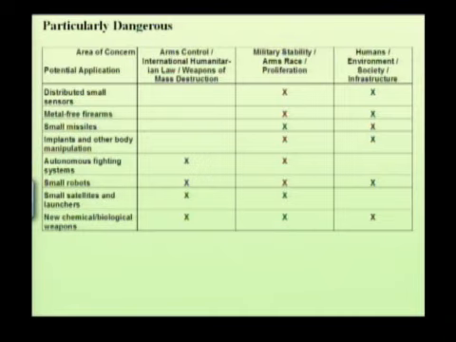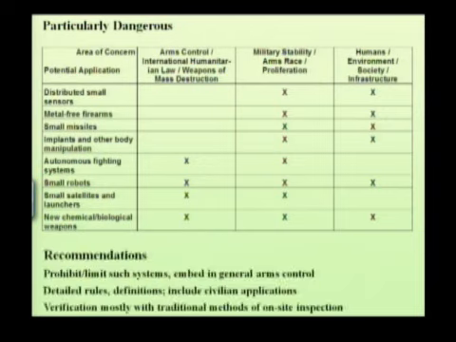So it starts at distributed small sensors, which could be used in the civilian realm for invading privacy. We had this argument yesterday already. And it ends with new chemical and biological weapons. I have thought about what could be done, and I have developed certain recommendations limiting or prohibiting such systems, embedded in the general arms control process with detailed rules and definitions.